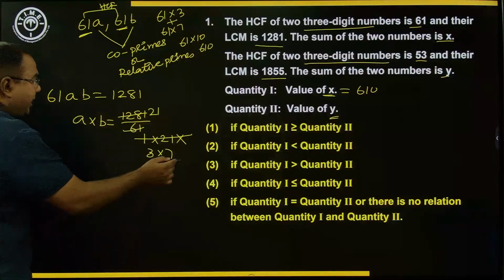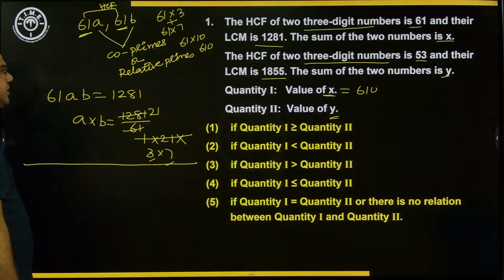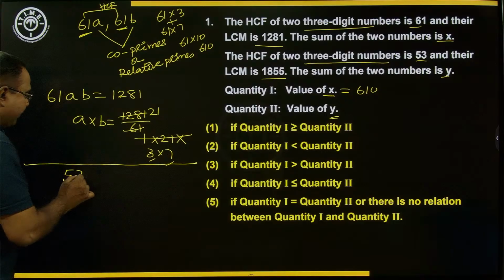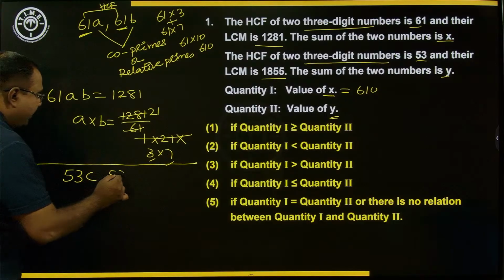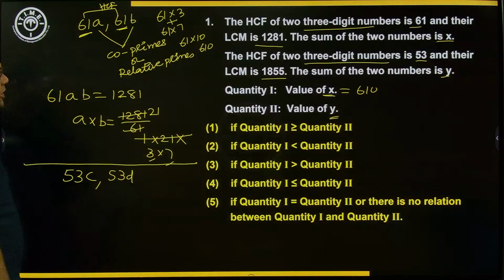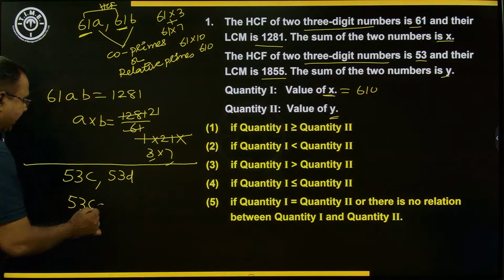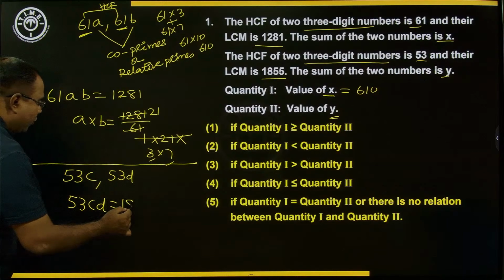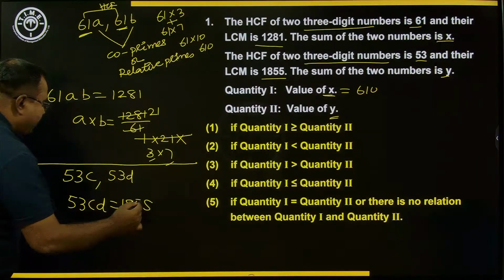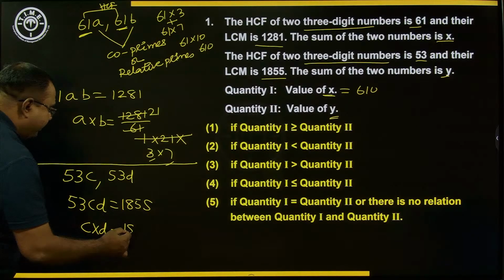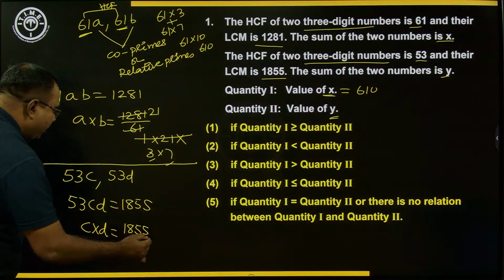Now, let us take the second case. HCF of two numbers 53. Let the numbers be 53C, 53D. LCM of these two numbers is 1855. So 53CD is equal to 1855, so C into D is equal to 1855. So my C into D has to be 1855 upon 53.